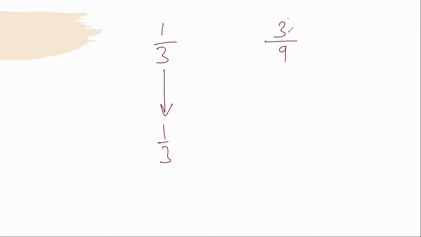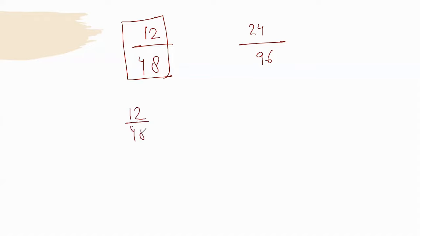For 3 over 9, we know that 3 and 9 both come in the table of 3. So after simplification, 3 times 1 is 3 and 3 times 3 is 9. So 3 over 9 gives you 1 over 3, which is exactly the same as the first one. So 1 over 3 and 3 over 9 are both equivalent fractions.